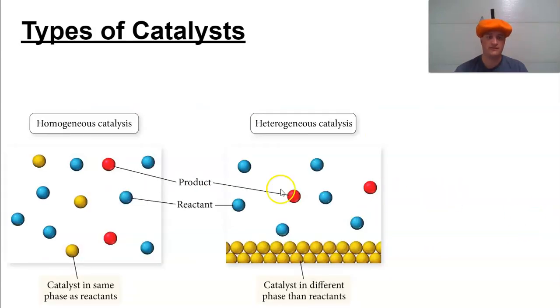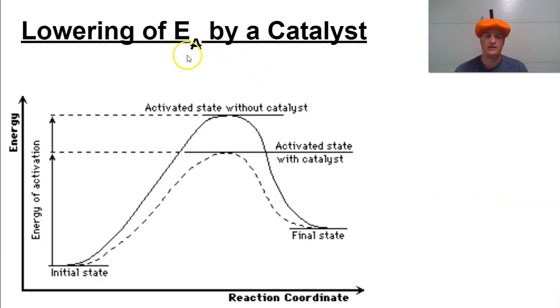So types of catalysts. We have the idea of reactants and products, same phase, different phase. So a catalyst could be like a solid working to have a gas react. Lowering activation energy because of the catalyst. So again, this is the way it would look. It doesn't make it happen any faster per se. It would make it happen faster in a time sense. But as far as an energy sense, it doesn't change the delta H, the change of enthalpy for the reaction. It just lowers the activation energy.